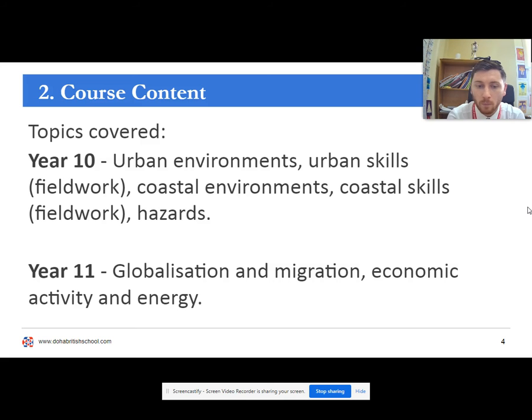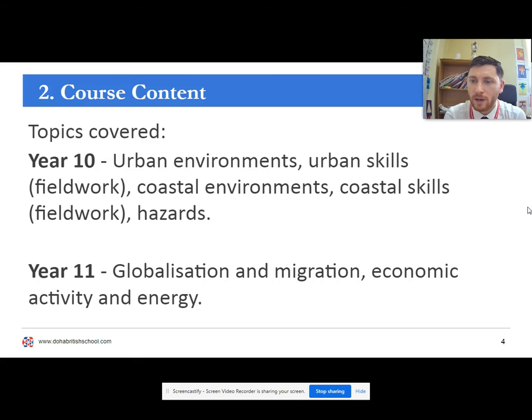So again, we will, COVID depending, look to see if we can actually do the field work. However, if not, we'll do it in class. We'll look at how things change on the coast, and we'll do a big project around that for a couple of weeks. And then we'll finish off on hazards.